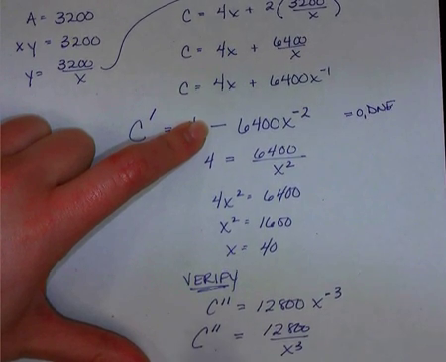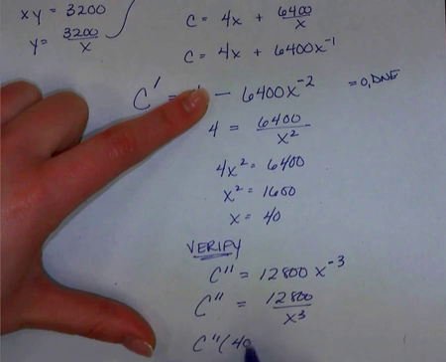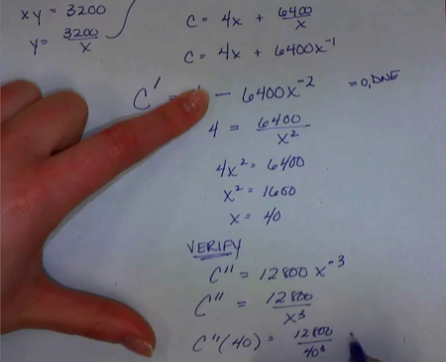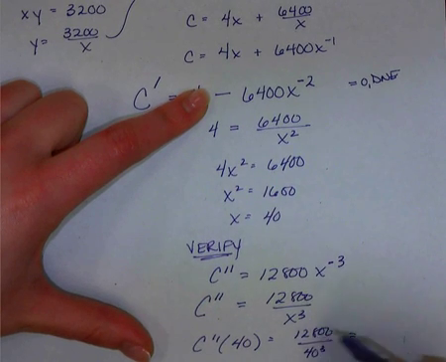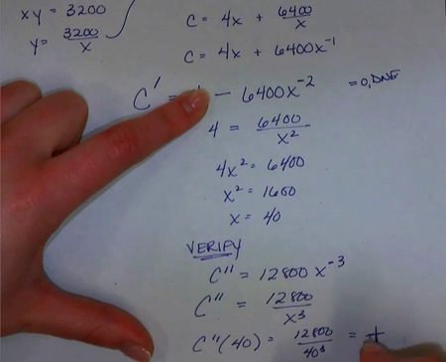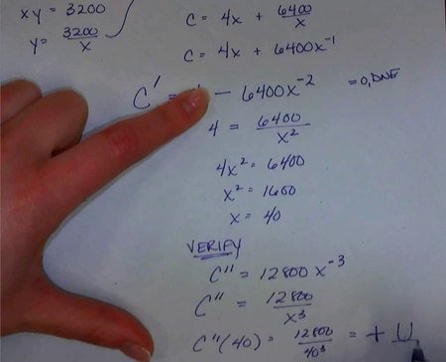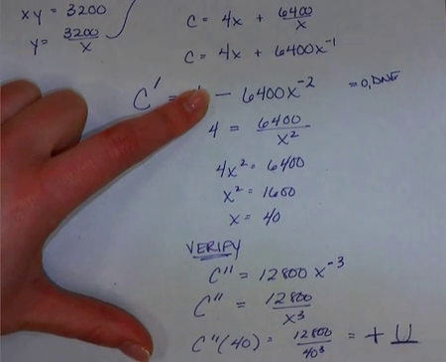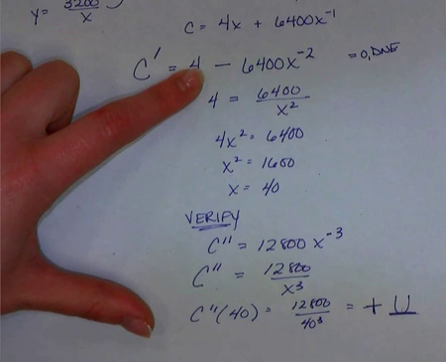If I sub in my answer of 40, I know it's going to be positive. I have a positive number divided by a positive number. That's going to be positive, which means my function is concave up. Therefore, that is a minimum. So we have now verified that X equals 40 is a minimum value for us.